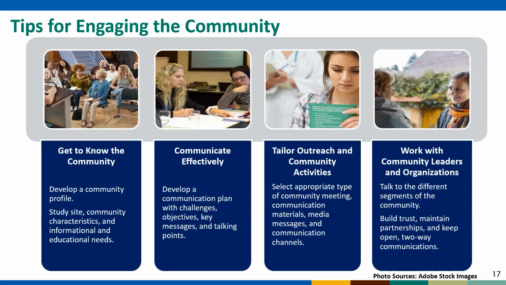And the fourth step is to work with community leaders and organizations. In order for the PHA process to work effectively, the site team must listen to and understand the community and its health concerns. As I mentioned earlier, the community profile is a way to get to know the community before you even go out to the site. One way to get community health concerns is by having a meeting while you're out there at the site and you talk to the community. It's important to talk to different segments of the community. You want to build trust, maintain partnerships, and keep open two-way communications with various community contacts.